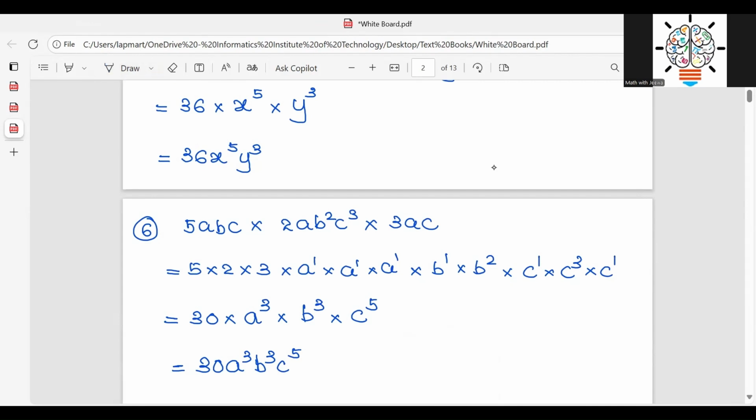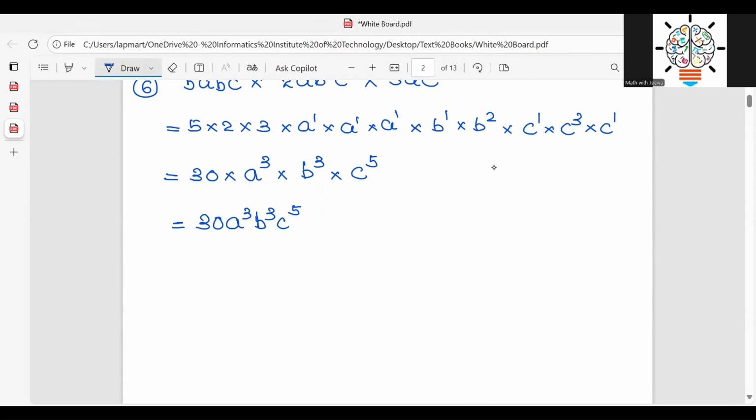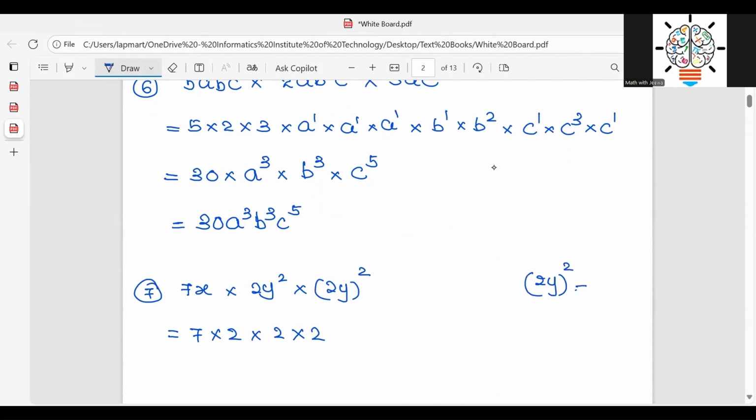So then we will move to question number 7. 7x, 2y squared times 2y squared. So then here 7 times 2 times 2 times 2. Why? That we know when we have 2y to the power 2 means 2y times 2y, right? So then I wrote those two. Then I take the x terms, only one I have. Then y to the power of 2 and y to the power of 1, y to the power of 1.